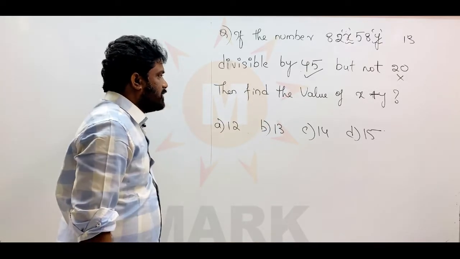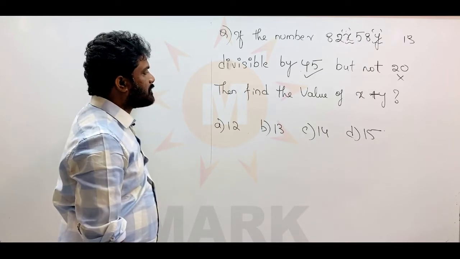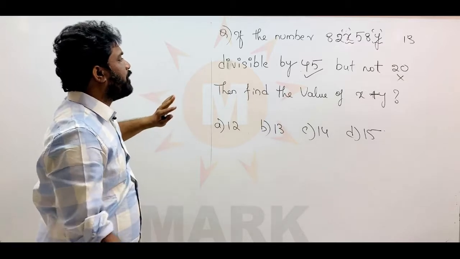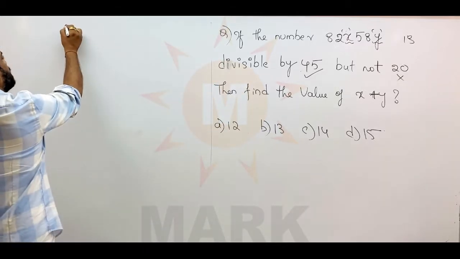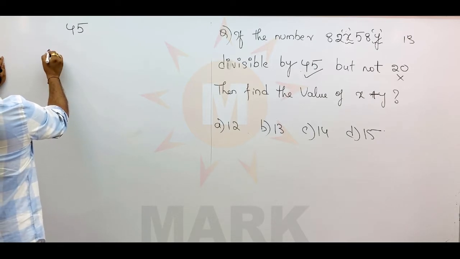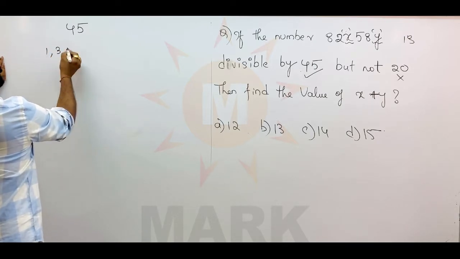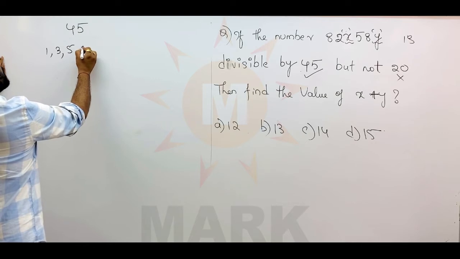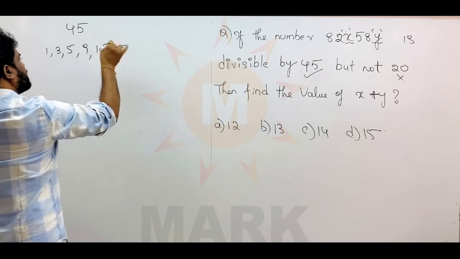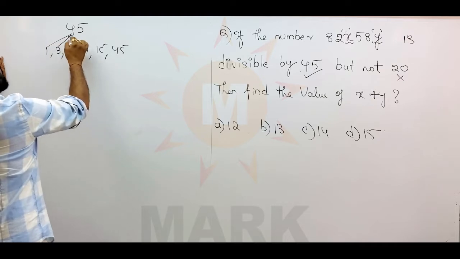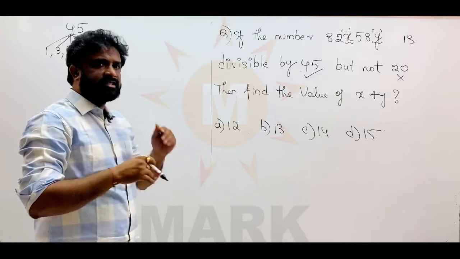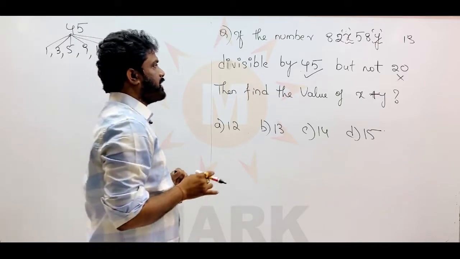Okay, fine. Good. Now, divisible by 45. My dear friends, divisible by 45 means it should be divisible by 1, 3, 5, 9, 15 and 45. Write the factors. So what are the factors? These are the factors. But here, not 20. There are some exceptions, but not 20.